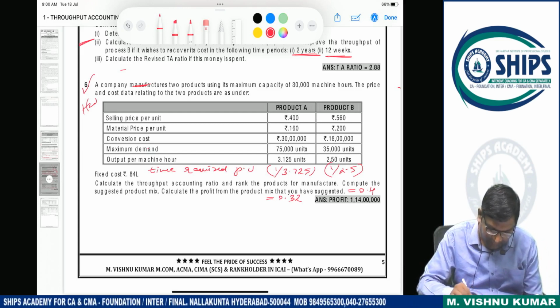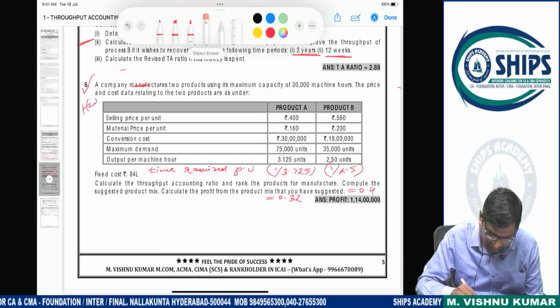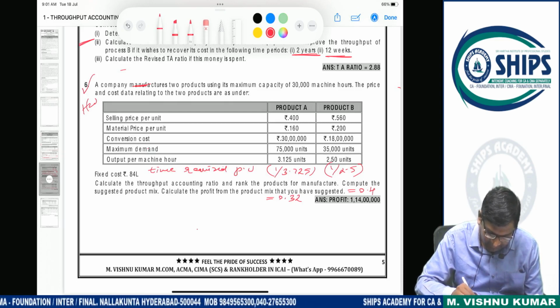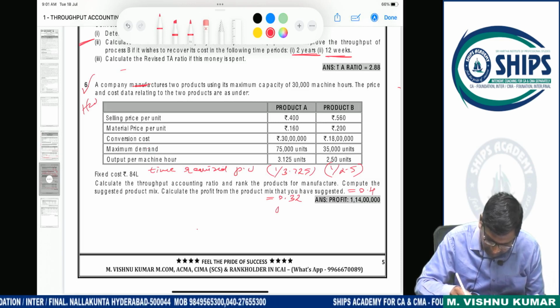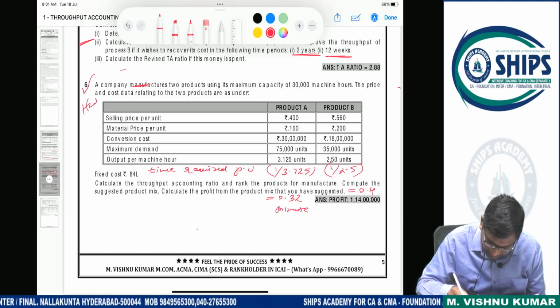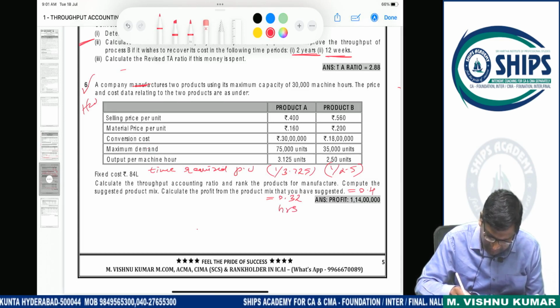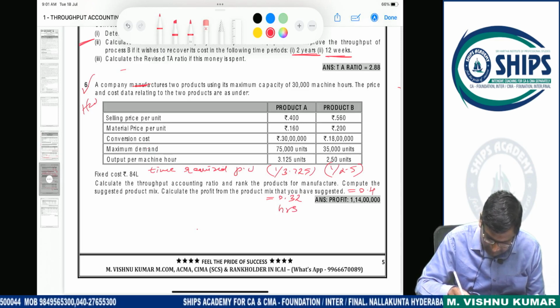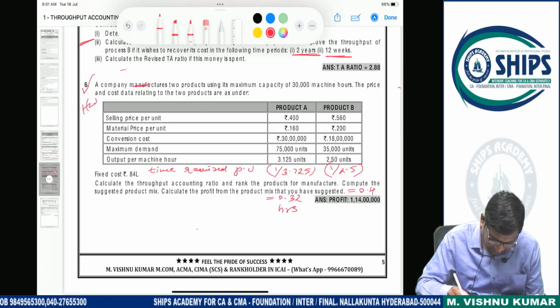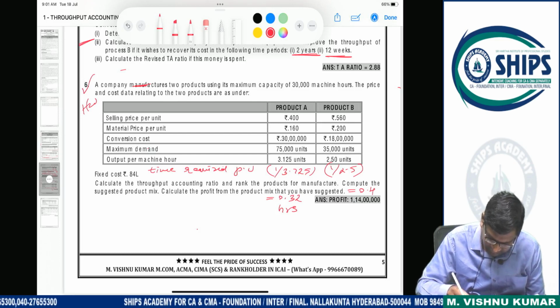It means output per machine hour. This is 1 hour 3.125. So for 1 unit, how much time required? So for 1 unit, 0.32 time required. This is not minutes, this is hours only we'll write, because we are writing in fraction now. If you multiply with 60, this will be in minutes. Understand? Right, sir. So this is hours only.